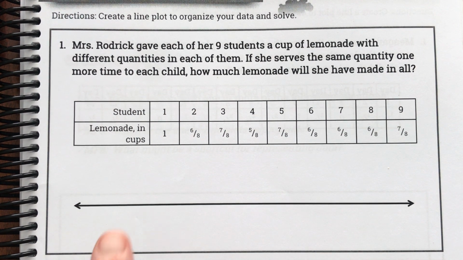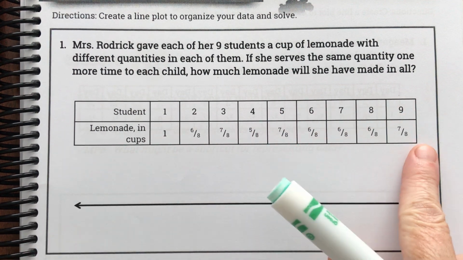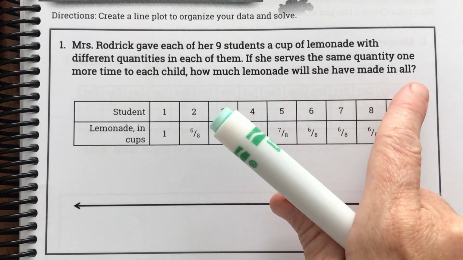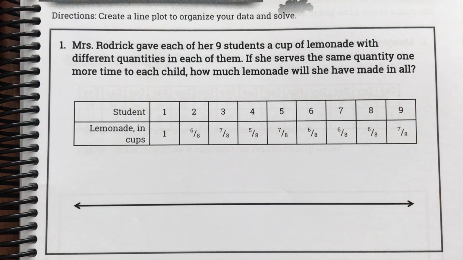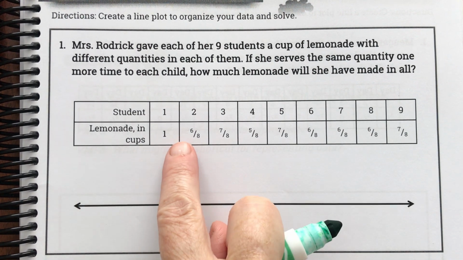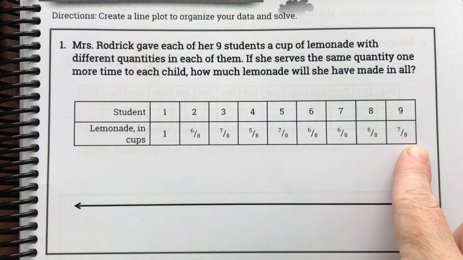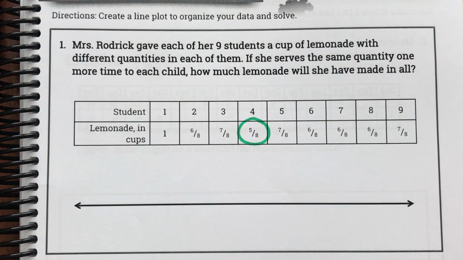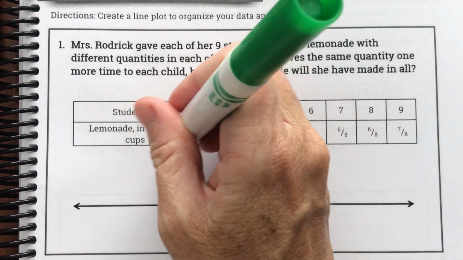Okay, so we have to first understand the problem. So these are her 9 students, and this is how much lemonade she gave them. It is a little tricky because it says she serves the same quantity one more time. I might save that part for the end. I don't need to find common denominators because they all have the same denominator. So I'm going to find my smallest, which looks like it's 5/8, and my largest looks like it's 1.